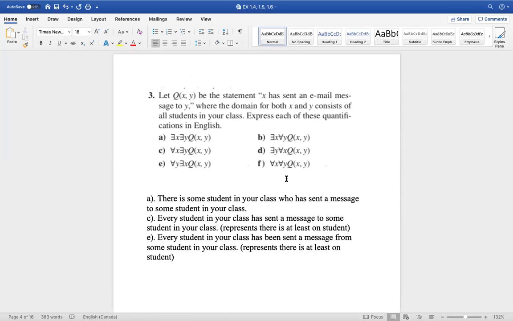So for the statement F, what we're really saying is it's a very strict condition. What we're saying here for the F part is that every student in the class has sent a message to every student in the class. It can either be to the student itself, or it can either be to the other student. So it's not strict to be a one-to-one function, right? Yes. Okay, thank you.